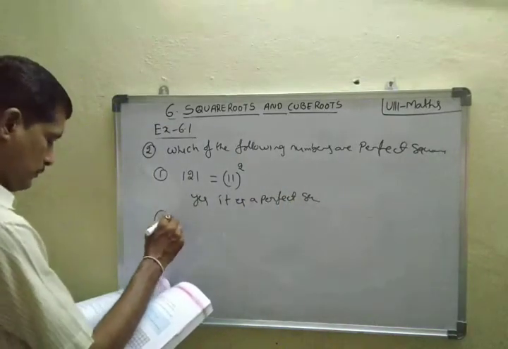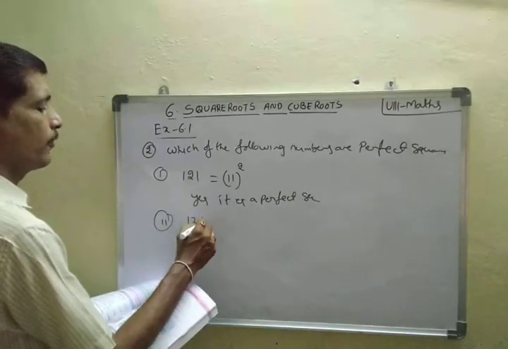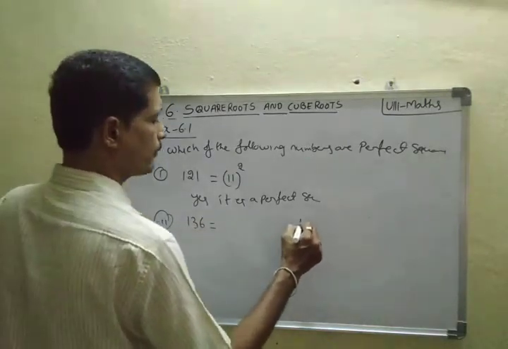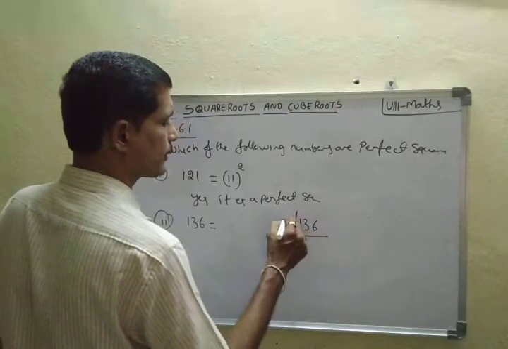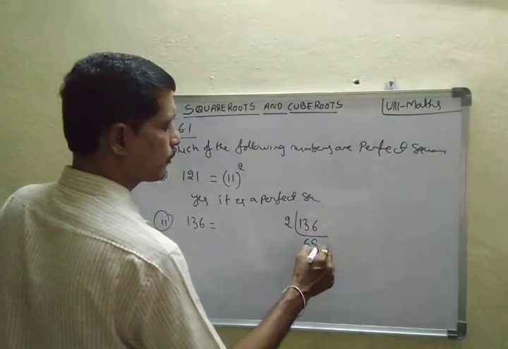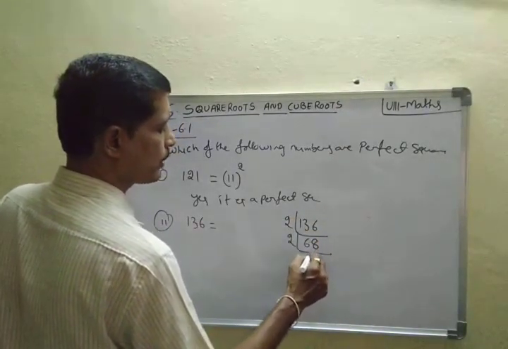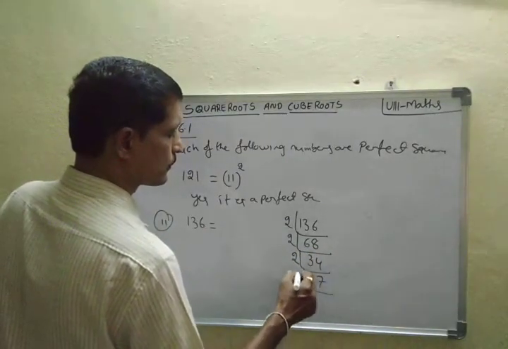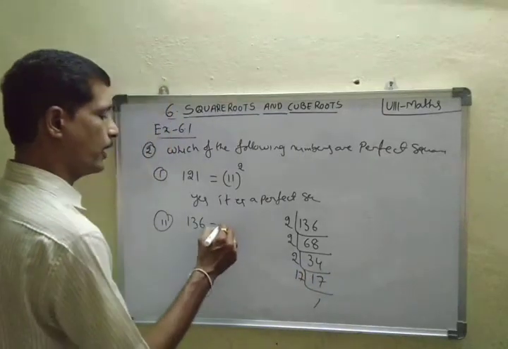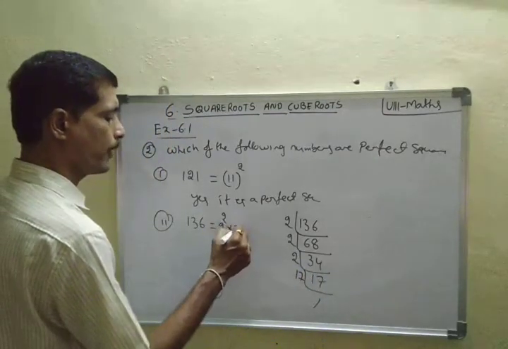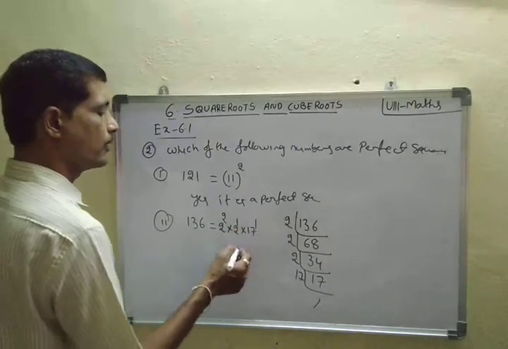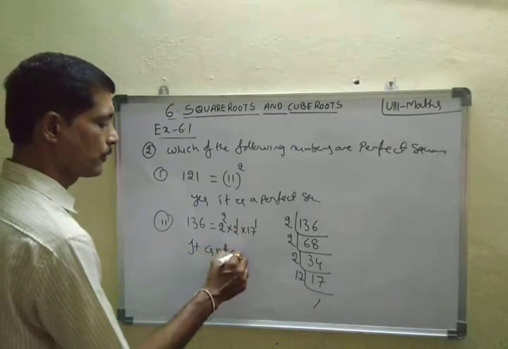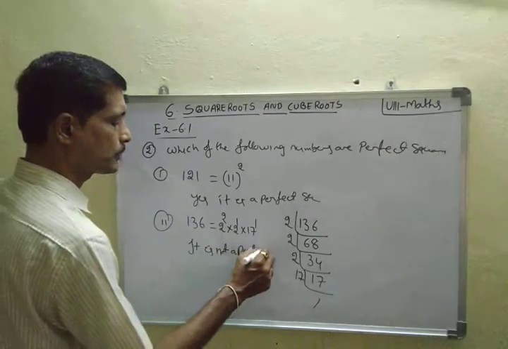Next one is 136. 136 can be written in prime factors: 2, 2 68s, next again 2 34s, next 2 17s, here 17 ones. Therefore here 2 power 3... 2 square and 2 power 1 into 17 power 1. Therefore it is not a perfect square.